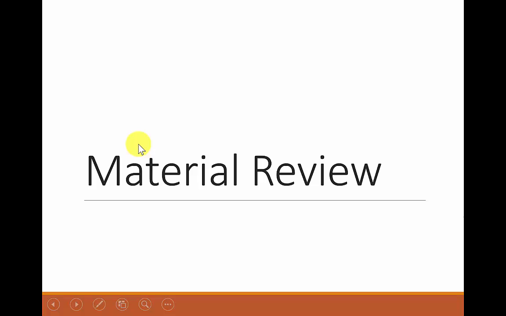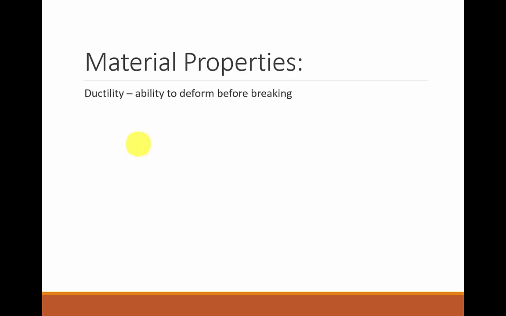Okay, in this lesson we're going to review the effect of material properties on the way materials behave and fail. So first let's talk about ductility. Ductility is the ability to deform before the material breaks.